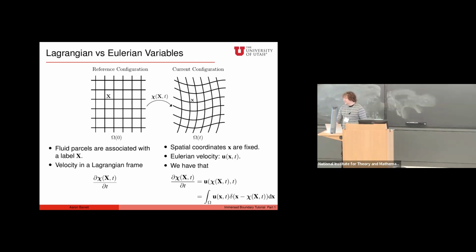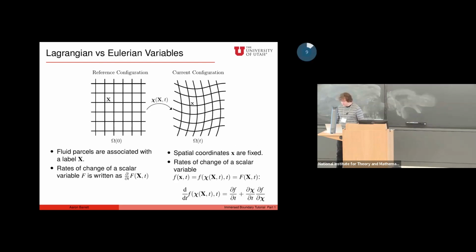Writing that in a slightly different way, we can convolve our velocity field with a delta function so that we can pick out a particular velocity. This is our key idea in the immersed boundary method: we will be tracking our structure in a Lagrangian frame, and reading off Eulerian velocity fields using this delta function. We can also talk about rates of change of certain variables.